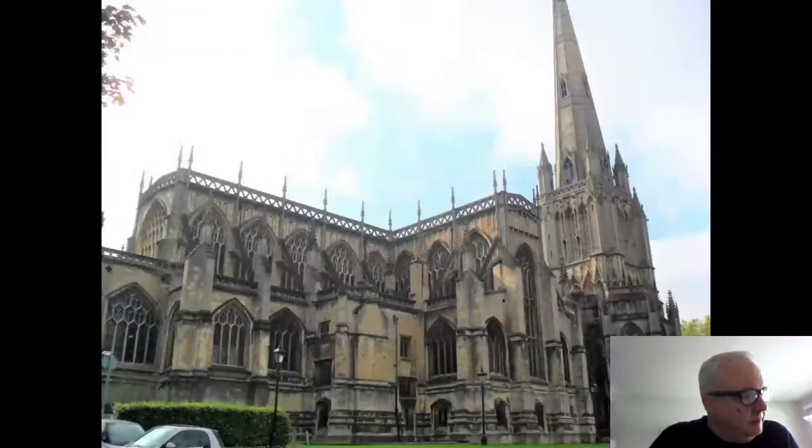This is St. Mary Redcliffe. It's in Bristol. It's the largest church in England which is not a cathedral. It's a parish church. It was commissioned by Simon de Burton. Where is he in here? Yeah, Simon de Burton was the mayor of Bristol. He was elected to office five times. Bristol was a thriving port city in medieval England. They had a lot of money.